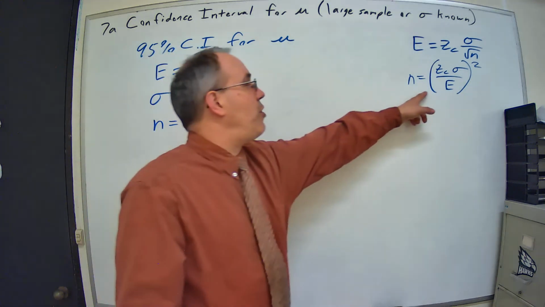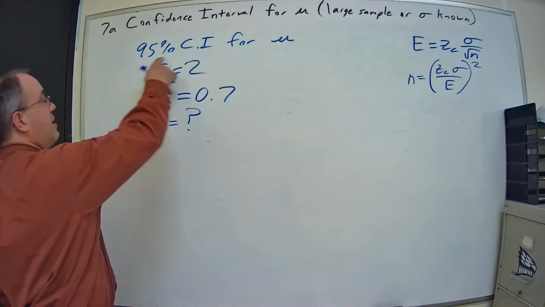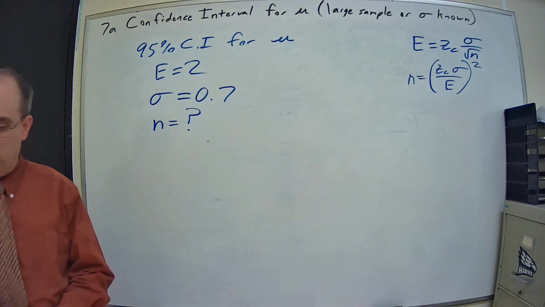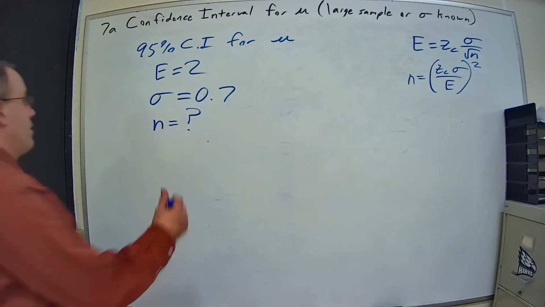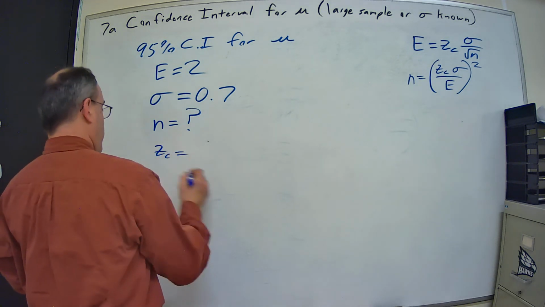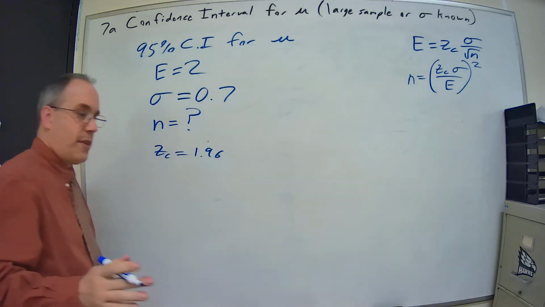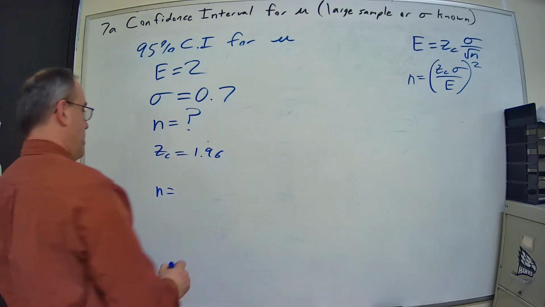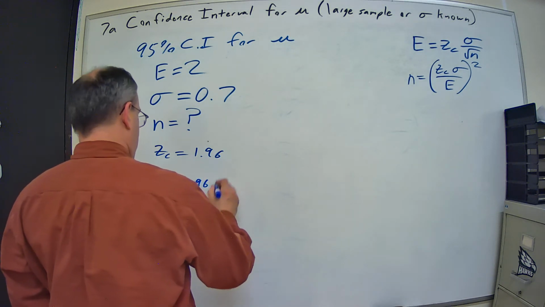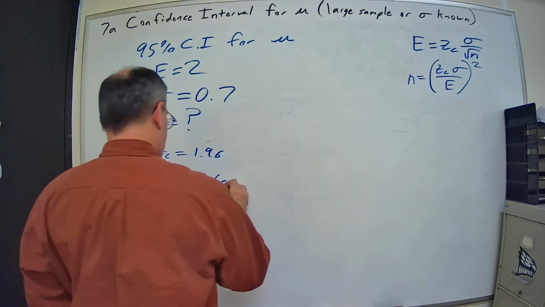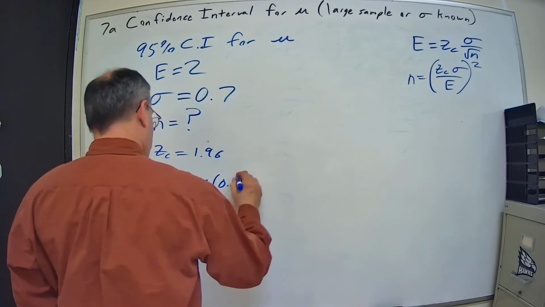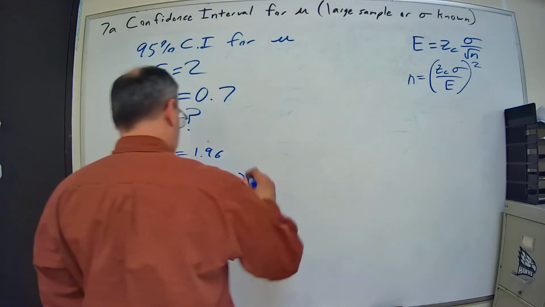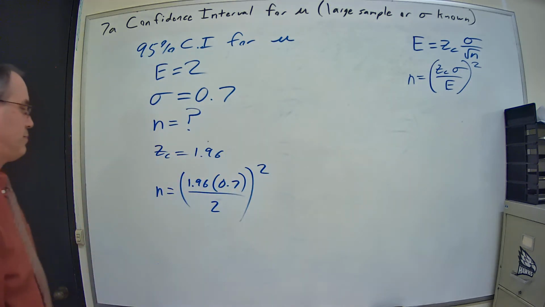So we're going to use this formula. Well, first, 95% confidence level. We look at our little table, 0.95 gives us 1.96. So z sub c is equal to 1.96. So that's a good start. So now we're going to plug it in. N is equal to z sub c, 1.96, times sigma, 0.7, over our margin of error, 2, and all of that squared.